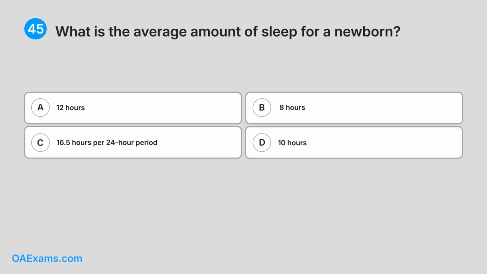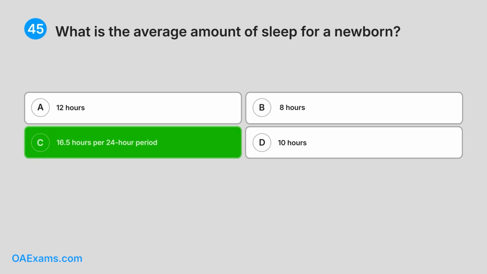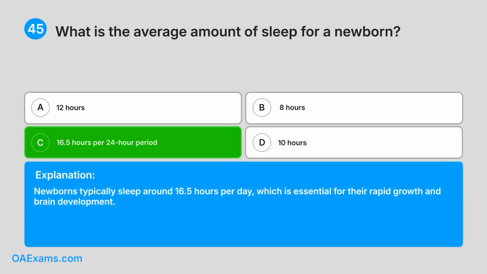45. What is the average amount of sleep for a newborn? A. 12 hours. B. 8 hours. C. 16.5 hours per 24-hour period. D. 10 hours. Can you guess the answer? Correct answer. C. 16.5 hours per 24-hour period. Explanation. Newborns typically sleep around 16.5 hours per day, which is essential for their rapid growth and brain development.